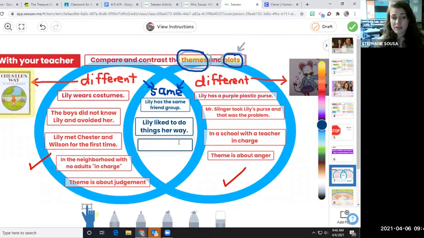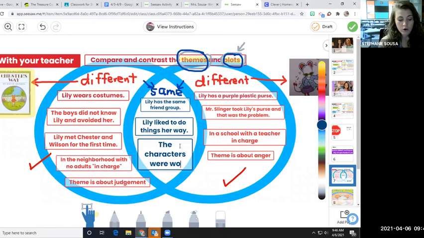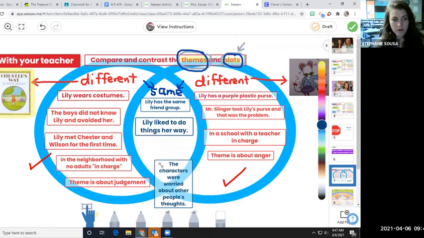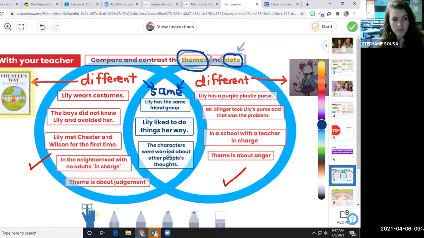So in both of these texts, the characters were worried about other people's thoughts. They didn't focus on themselves. They were trying to figure out what the right thing to do was, or what other people would think is cool, or I want to make sure that people like this about me. They could have just worried about themselves. So that was something from both texts as well. Okay? All right, that is in the chat.